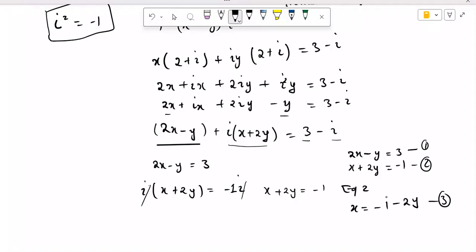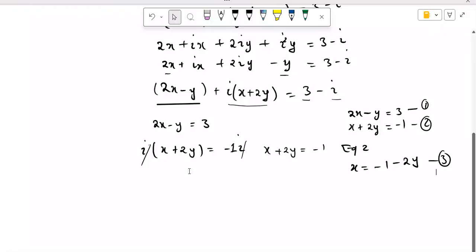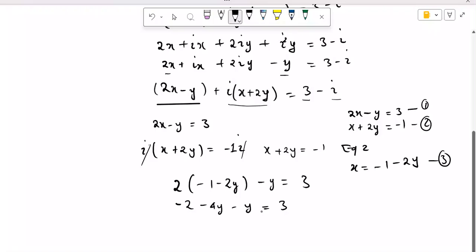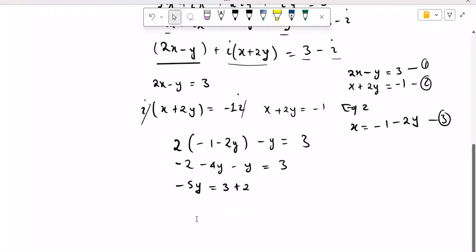Now we substitute this equation 3 in 1. You can use any method, you can use elimination. So where there is x here, we substitute this one. So we substitute negative 1 minus 2y, minus y equals 3. So this will be negative 2 minus 4y minus y equal to 3. Negative 4y and negative y will be negative 5y. Then you take the 2 to the other side, it will be 3 plus 2, since it's negative, when it comes to this side it will be positive.